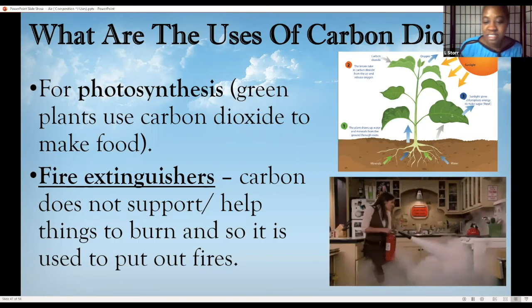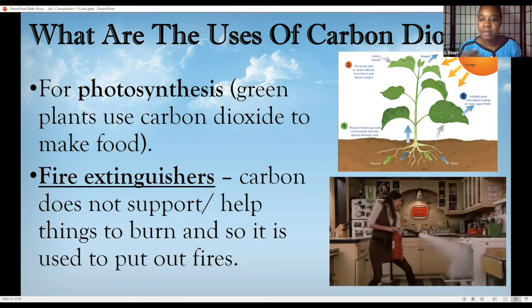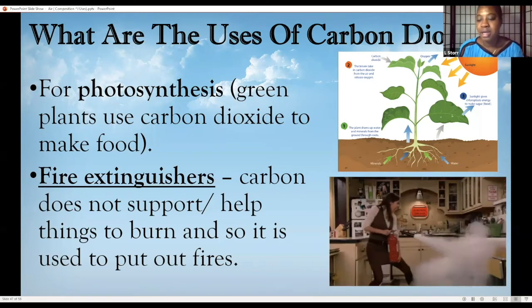So remember, oxygen fuels the fire, carbon dioxide puts it out. That's why if you have a fire, they tell you to suffocate it. When you're suffocating it, you're cutting it off from oxygen and you're increasing the carbon dioxide. And that's what helps to put a fire out.